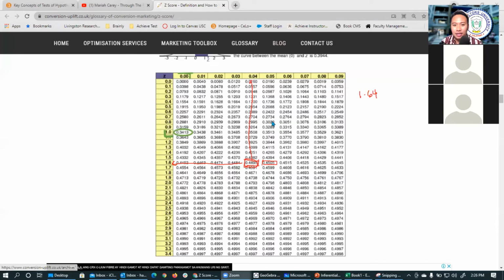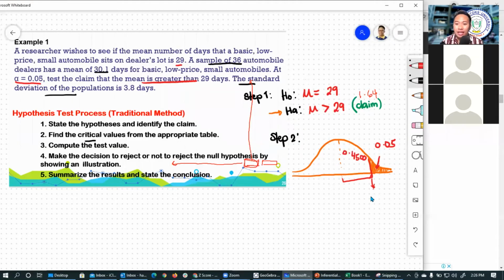Going back to the step, this follows that this one here is positive 1.64. That's our critical value. That's what we have done, finding the critical values from the appropriate table. The reason why I use the z-table is because this is a z-test for a mean. And why is this a z-test for a mean? It's because the standard deviation of the population is given or known. Okay? So we're good with step 2.